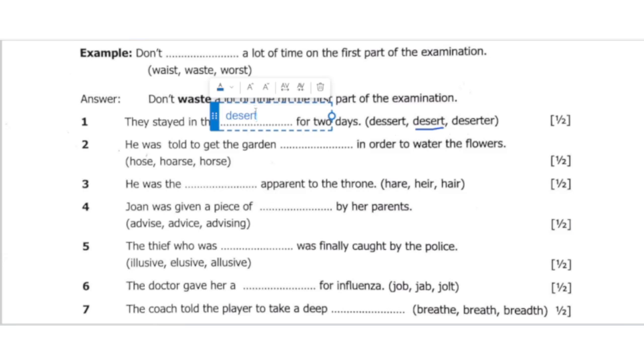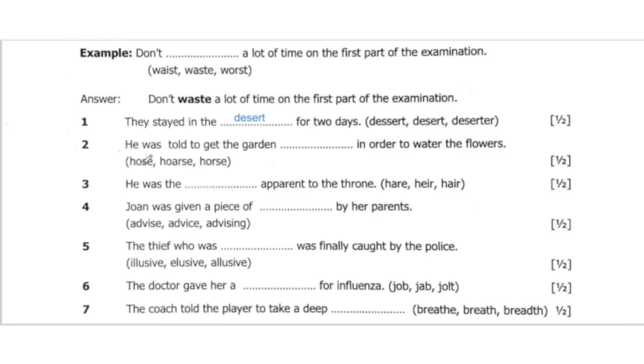For dessert, please, you can ask, sorry, what have I done? Dessert, that's a correct spelling. Remember, we have been told to make sure we write the correct spelling. So this is the correct spelling for desert. They stayed in the desert for 2 days. Dessert is basically for food, related to food. I'm sure those who are doing home economics can explain well on this word, dessert.